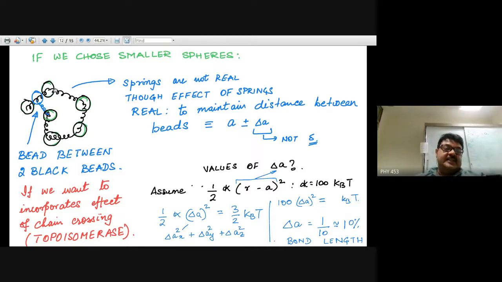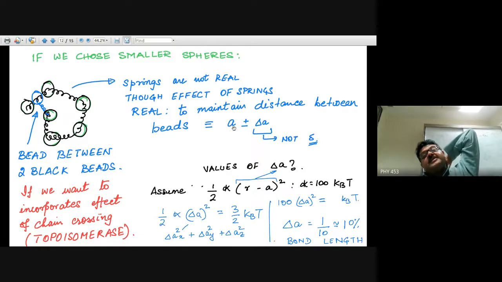In reality, here there is this vacant space, but this monomer and this monomer are maintained at a distance of approximately 1 with fluctuations, because the spring can stretch a bit or compress a bit. And in this case, a bead can actually pass through another bead, or chain crossing would occur. So basically what I was saying is these springs are not real, though the effect of the springs is real, they just help to maintain distance between the beads.